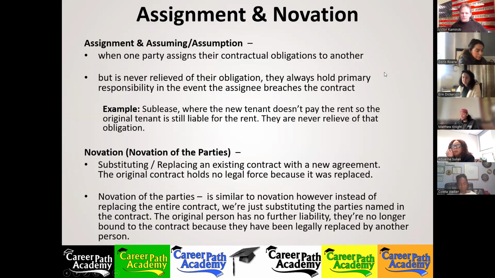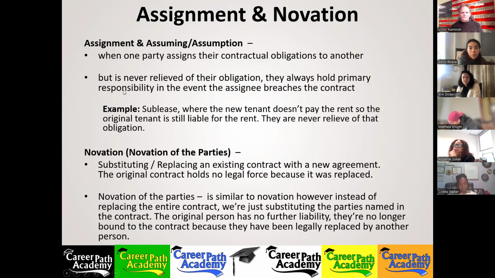So, assignment. What is assignment or assumption? When you assign a contract, what are you doing? One of the parties is assigning their contractual obligations to another to take over their responsibility to do whatever the contract required of them. Often, this comes up when somebody is assuming your lease. Now, most of the contracts that we put together basically say that these are not assumable contracts. You cannot take over someone else's lease. You cannot sublease without the landlord's written permission.